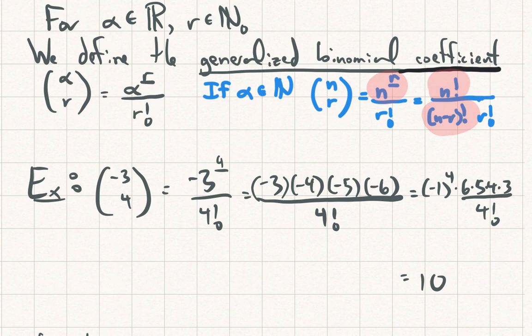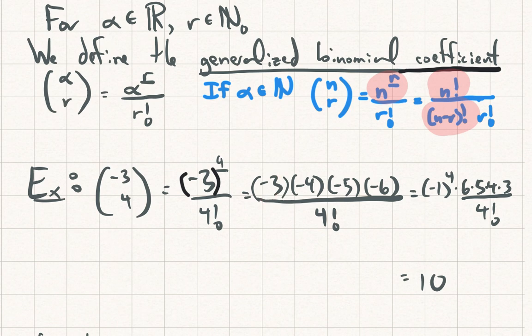So let's take a look at a few examples here. So let's take negative 3 choose 4 using our generalized binomial coefficient. Well, here we're going to take negative 3 falling factorial 4 over 4 factorial.